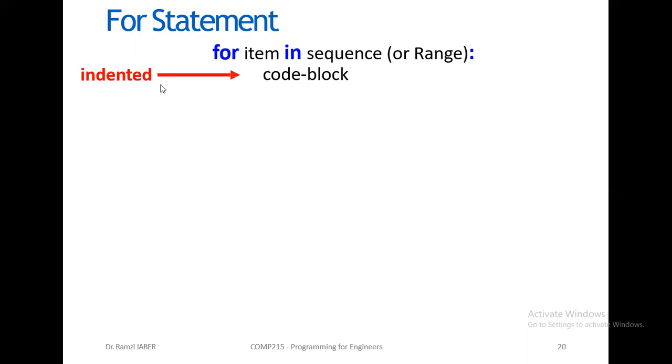Don't forget always the tab. Any code, the body of if and body of else, body of while, body of for, you must put a tab. Don't forget about this space. So again, for item in sequence or range, colon, code block. We don't have else here. So here we have a variable inside a sequence.